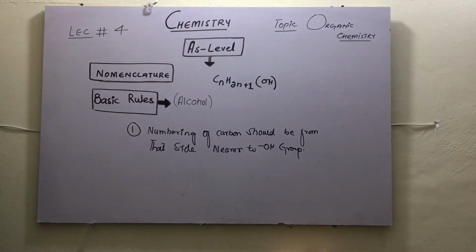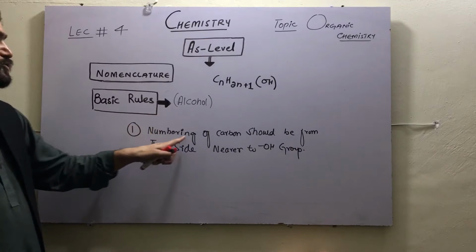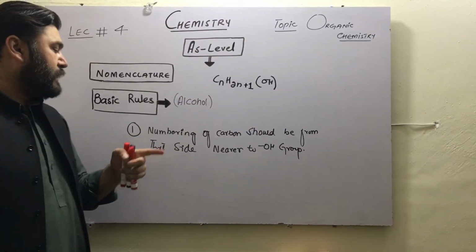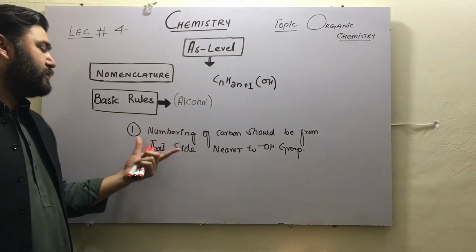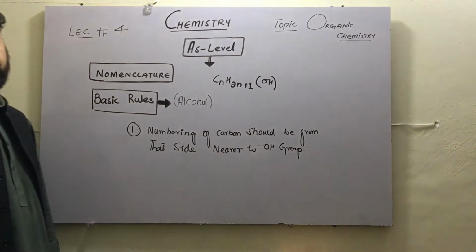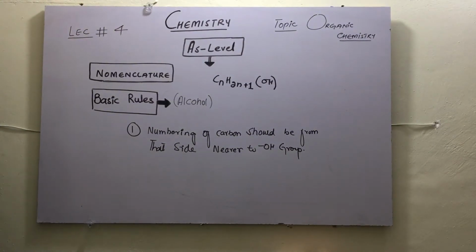In alkene we discussed that numbering should be from the side where the double bond gets the lowest position, and here numbering should be from the position where OH gets the lowest position. So number the longest continuous carbon chain from the side nearer to the OH functional group. This is the OH functional group, so whenever OH is closer, we start numbering from that side.